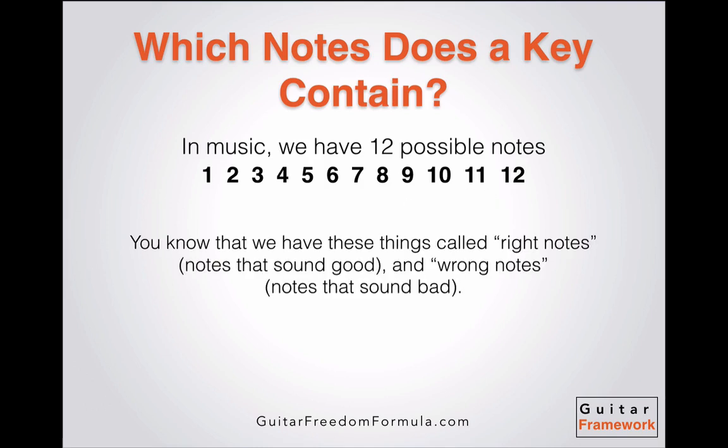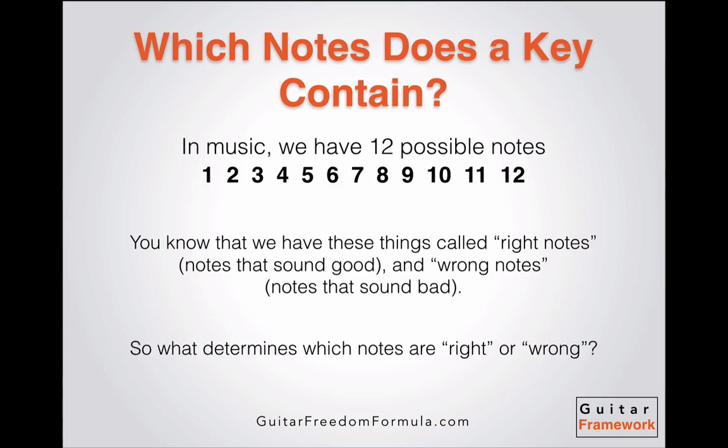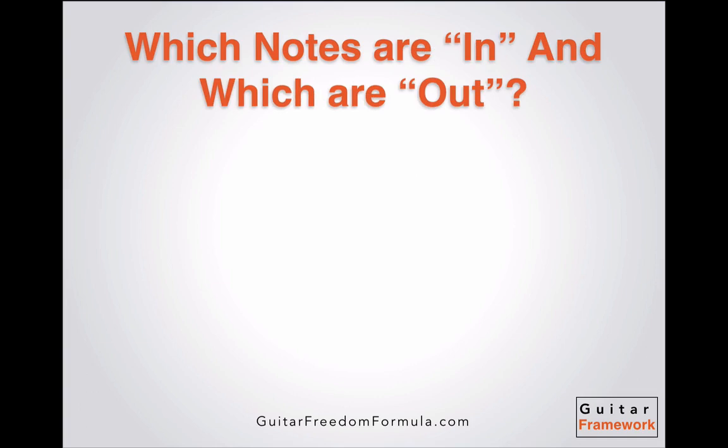So 7 plus 5 is, of course, 12, and that gives us all 12 of our possible notes that we can play in music. So you also know that we have what we call right notes, in other words, the notes that sound good, and we have this concept of wrong notes, or notes that don't sound so good, notes that we would say maybe even sound bad. So what is it that actually determines which notes sound right and which notes sound wrong? This may sound really simple right now, but I'm going to explain it a little more. So what determines which notes are right or wrong? Well, whether they're inside the key or not. Okay? So, which notes are in and which notes are out?